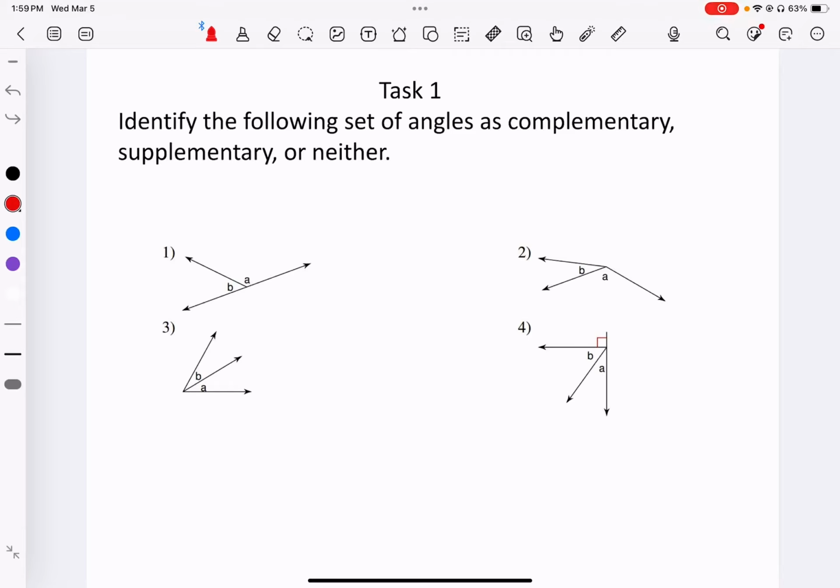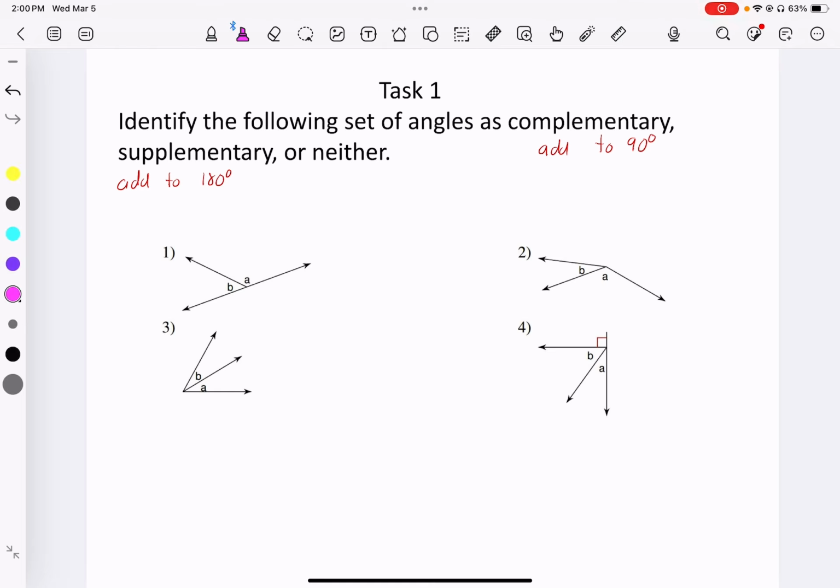This lesson is going to be on more of dealing with angle pairs. So we have to identify the following angles as complementary, supplementary, or neither. Complementary, to review, are two angles that add to 90 degrees. Supplementary are two angles that add to 180 degrees.